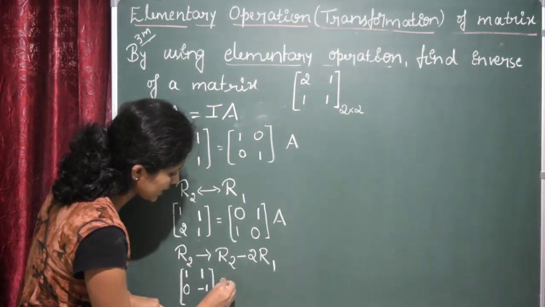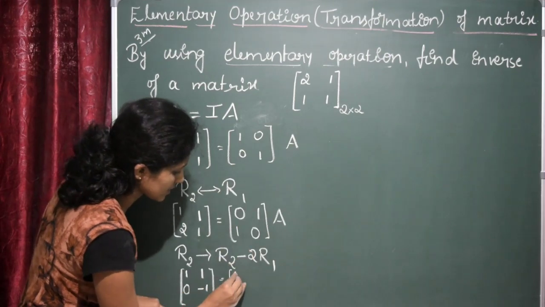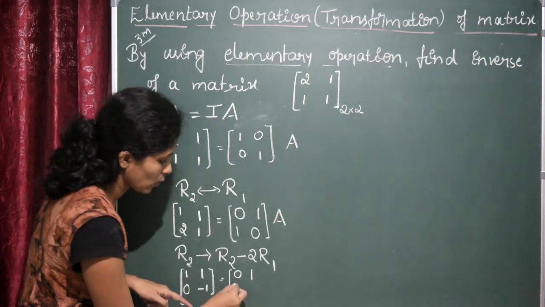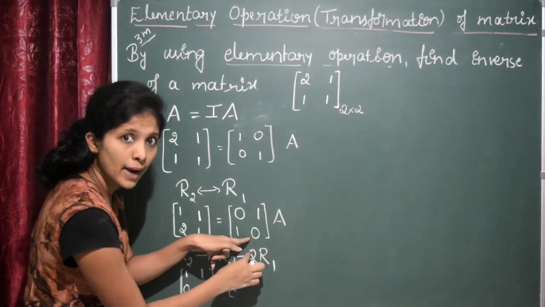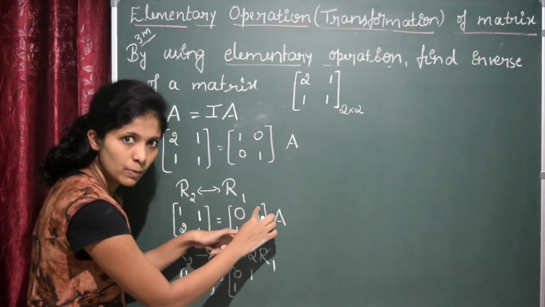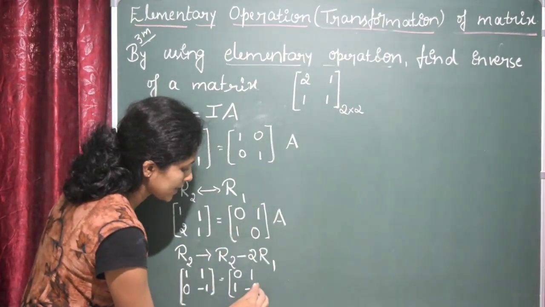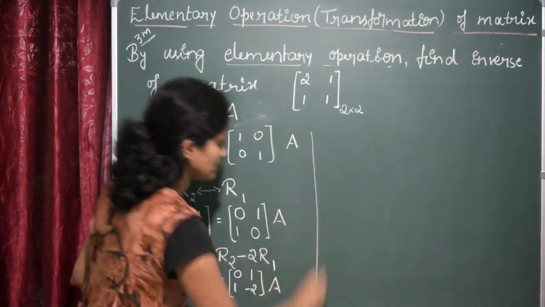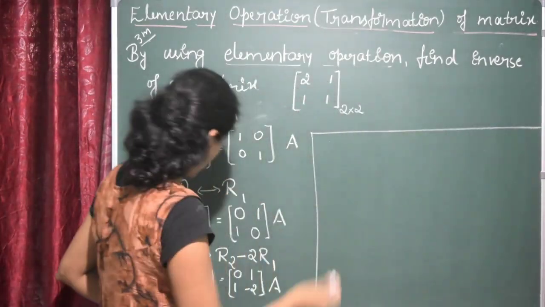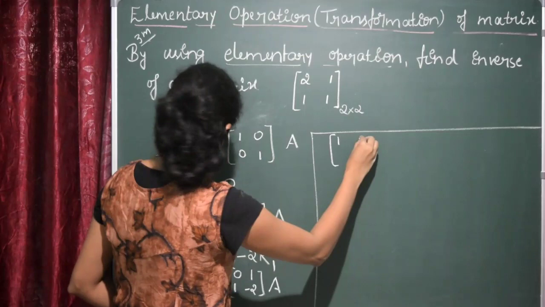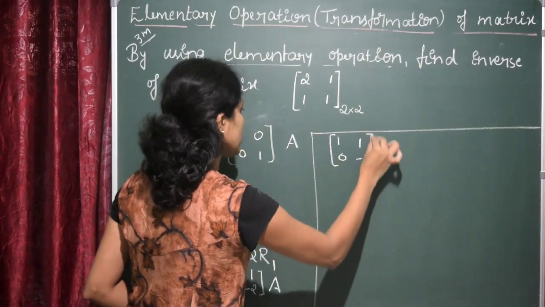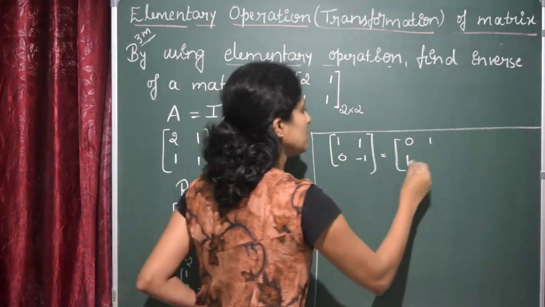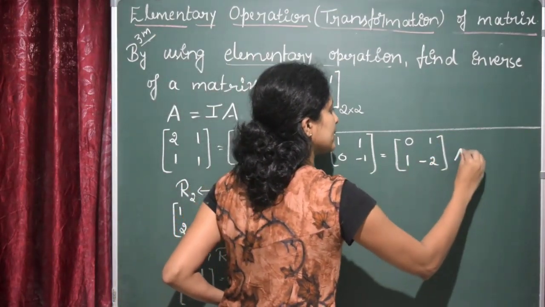Same thing you have to apply here also. So first row is as it is, that is 0 and 1. So this is now 1 minus 2 into 0, 1, right? 0 minus 2 into 1, it will be minus 2 into A. So clear? Next, I'll write that step here, that we got 1, 1, 0, minus 1. This is equal to 0, 1. Next 1, minus 2 and A.